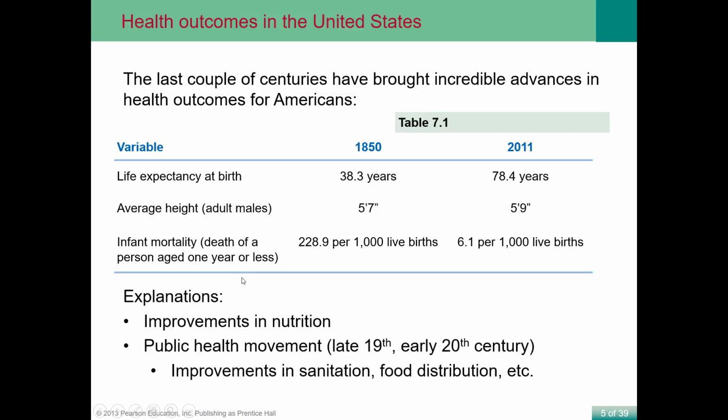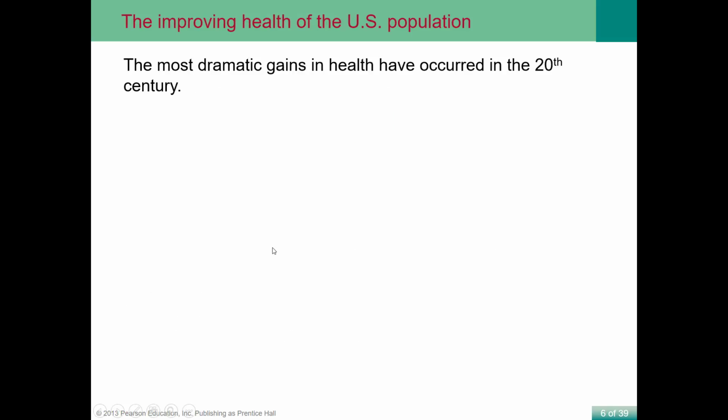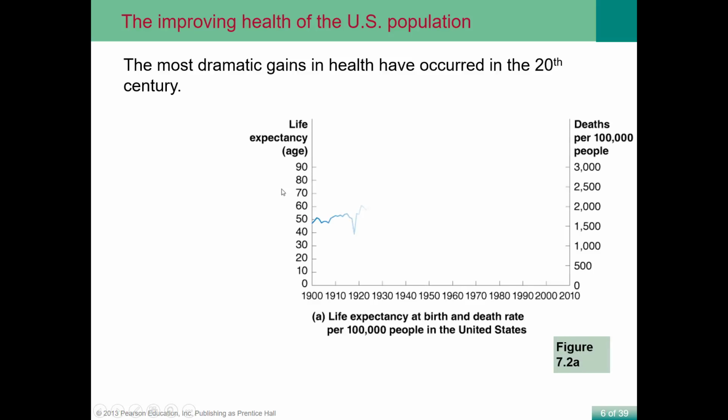In the late 19th century and earliest 20th century, they really identified that the spread of disease and unsanitary conditions led to all of these deaths. So they talked about sanitation in the workplace, sanitation with food distribution, and all of these things which have contributed to life expectancy growing from 38 to 78 years. The most dramatic gains in health occurred in the 20th century.